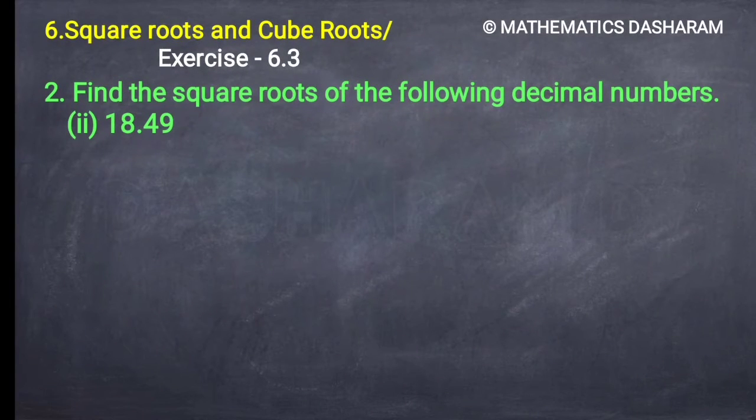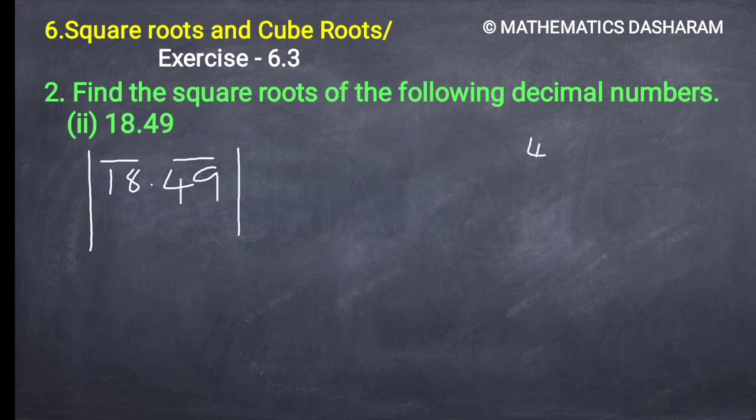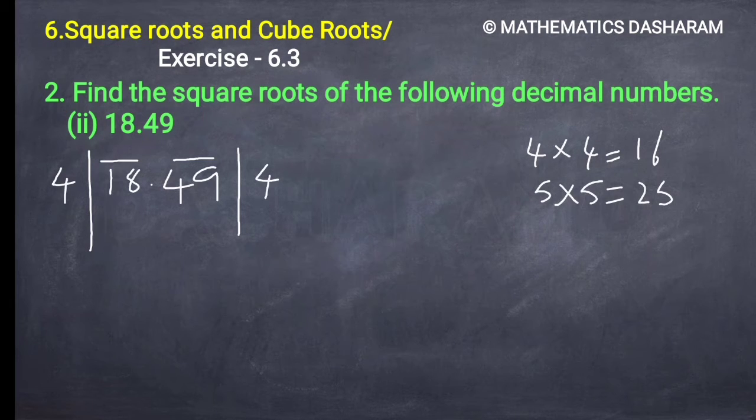Next, second question: 18.49. 49 is the decimal part, and here we can make one pair. 18 is the integral part, and here also we can make one pair. 4 fours are 16, 5 fives are 25, so the nearest one is 16. So 4 into 4 is 16, remainder is 2.